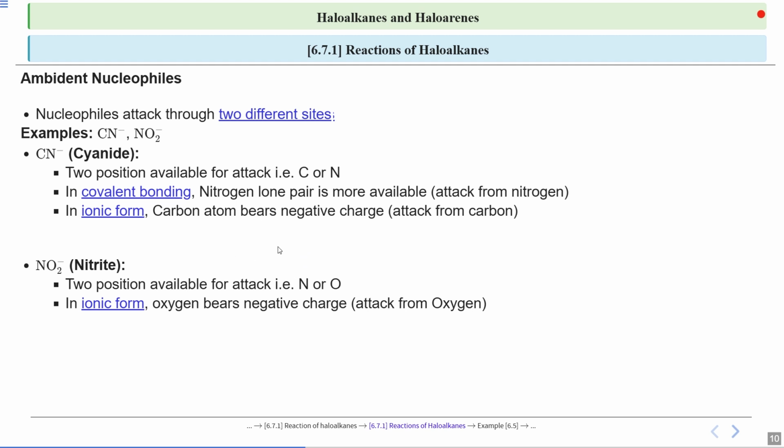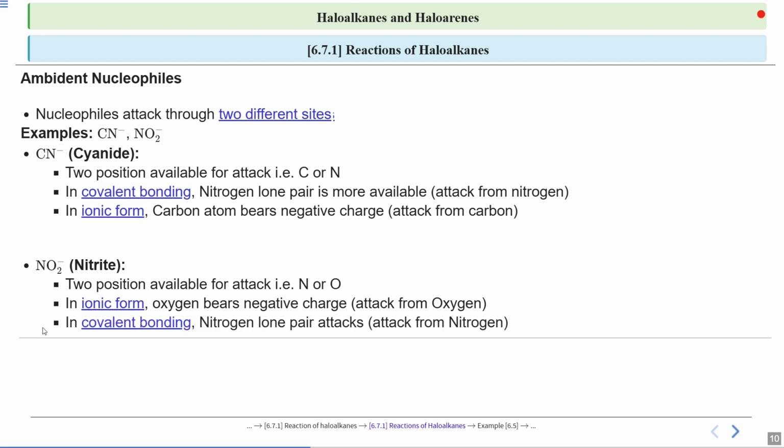Okay, so O⁻ single bond N, one lone pair, double bond O. So there are two positions available for attack, nitrogen and oxygen. In the ionic form, the oxygen will have the negative charge and the attack will happen from the oxygen to the carbon, and in the covalent bonding, the nitrogen lone pair will attack the carbon, so the attack will happen from the nitrogen.